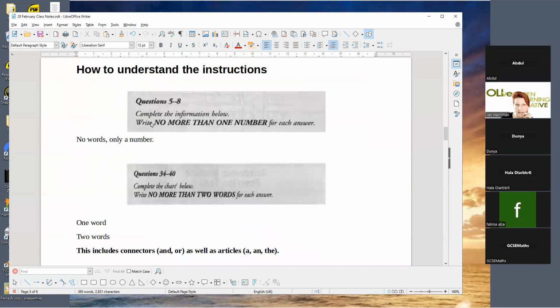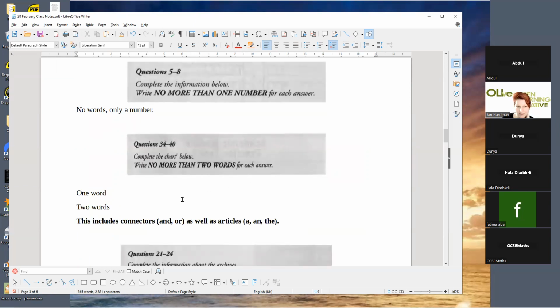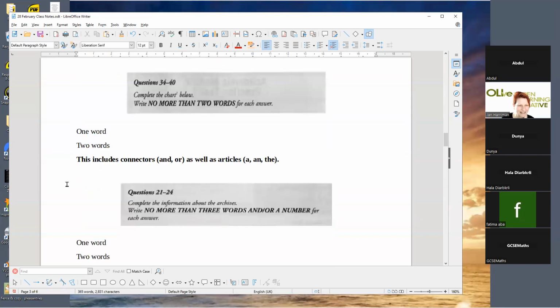If it says, write no more than one number for each answer, what is it looking for? Can you write a word? No, it's just one number. Just a number. No more than two words for each answer. How many words can you write? Two words. You can also write one word, because it says no more than. So you can write less than two words as well. It could be one word or two words. Can it be three words? No, exactly. Very good.